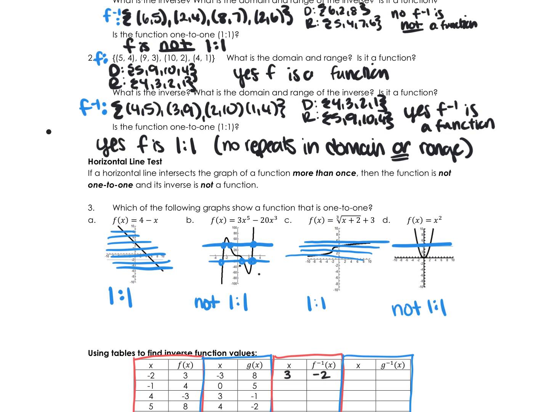Okay, let's flip it over and let's talk about graphs and graph tables with inverses, okay? So I want you to kind of highlight here the tables that we have. So here they've given us a table for f, and they've given us a table for g.